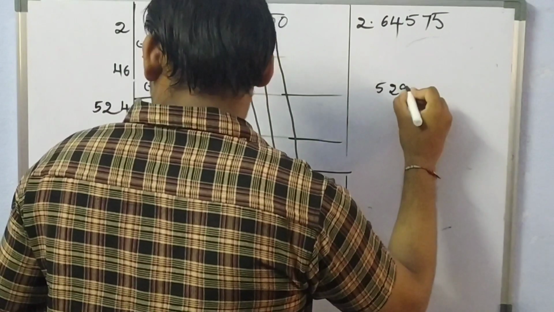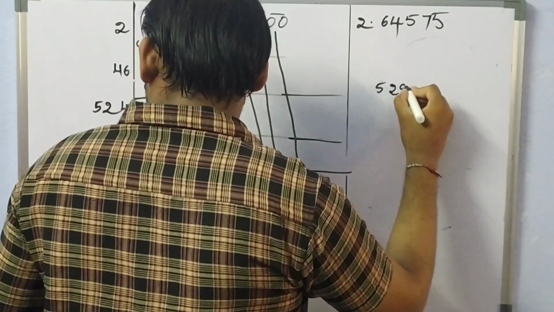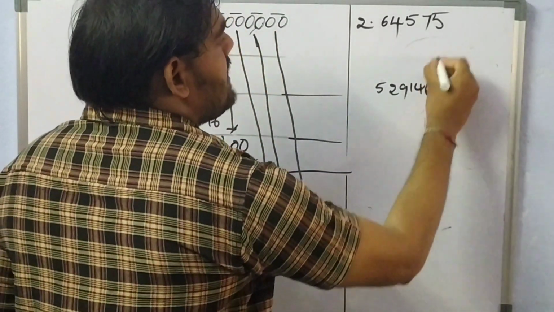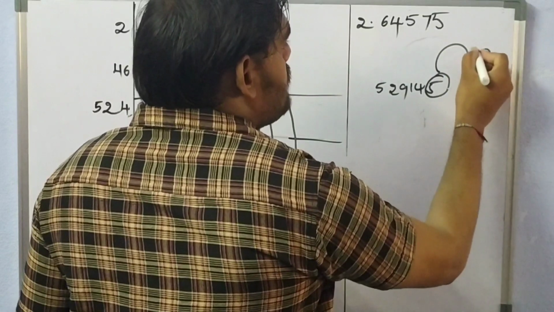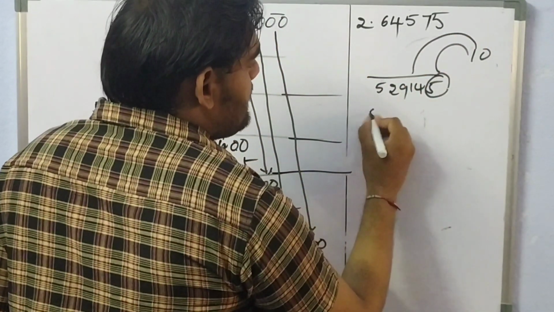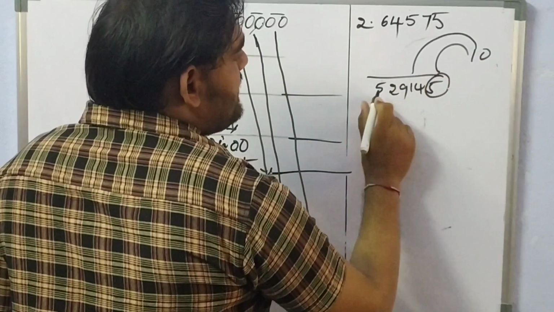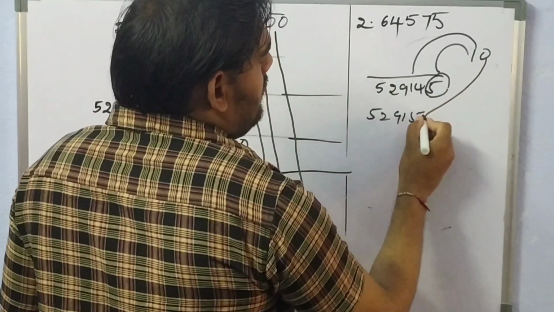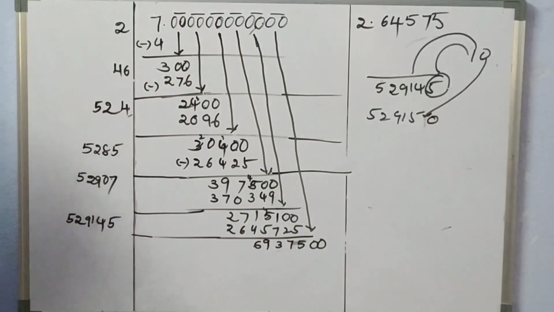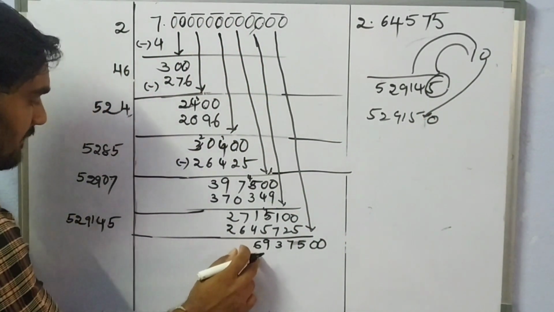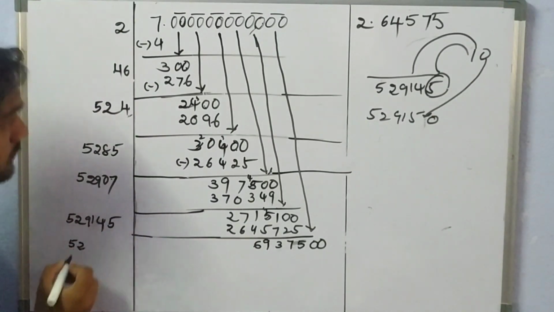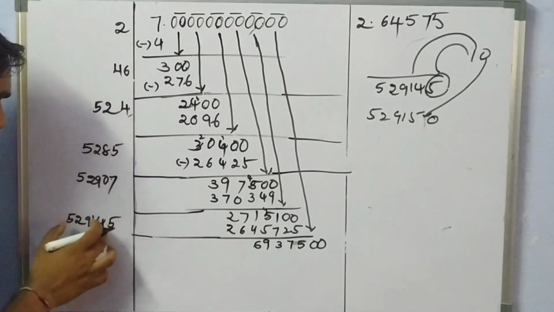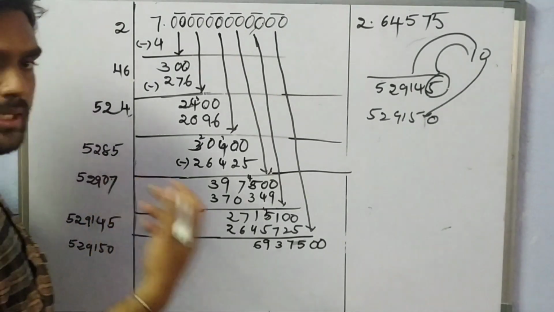529,145 we got. Now double the last digit, you will get 10. So 1 must be added to the entire number, that is when we add 1 to this entire number, this number will be 52915. This we need to write as it is, 0. So the divisor of this one is 529150. See here, whatever digit we are writing beside this one, we need to multiply with that one only.